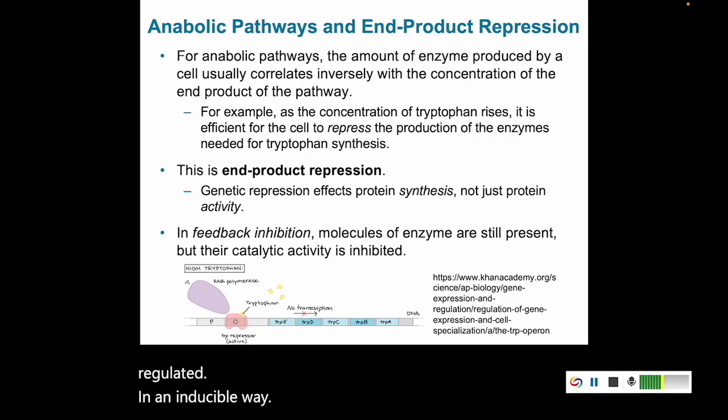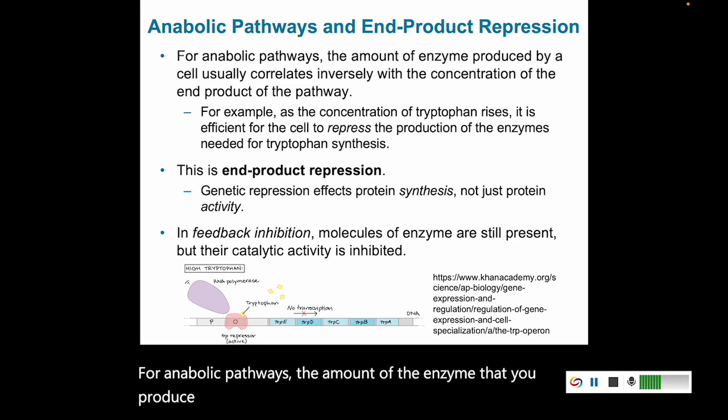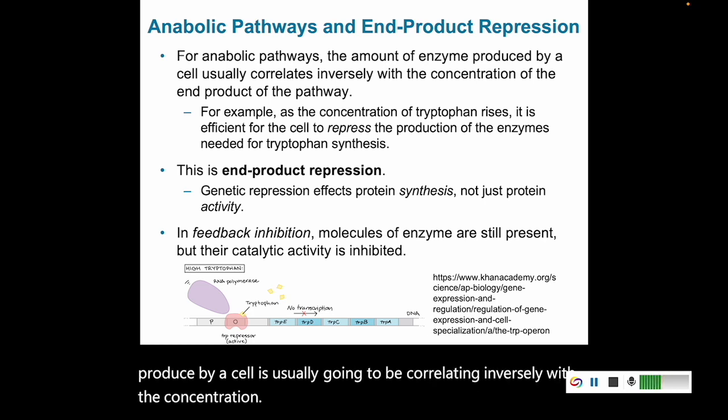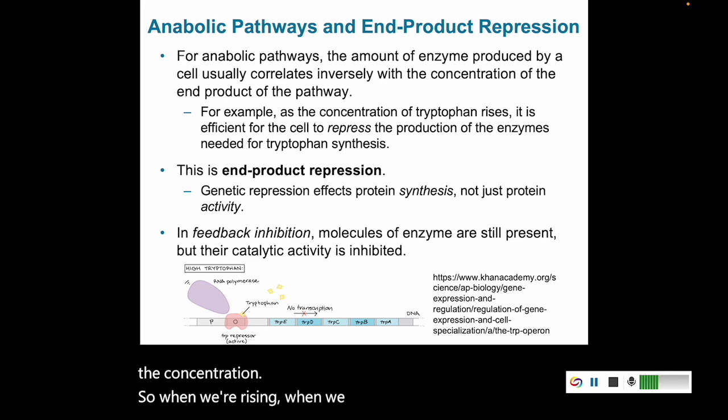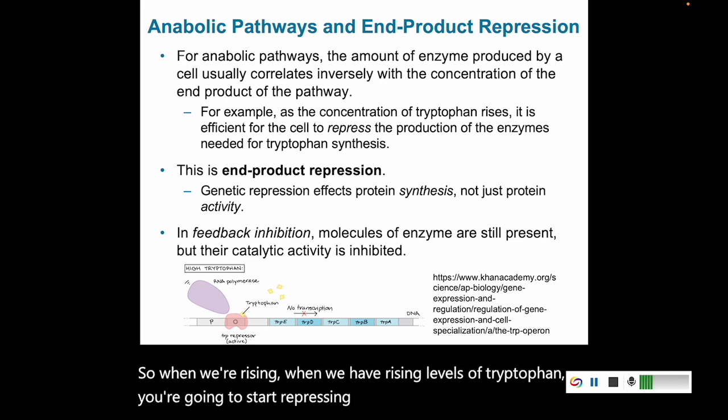For anabolic pathways, the amount of the enzyme that a cell produces is usually going to correlate inversely with the concentration. So when we have rising levels of tryptophan, you're going to start repressing the production of tryptophan enzymes. So that's end product repression.